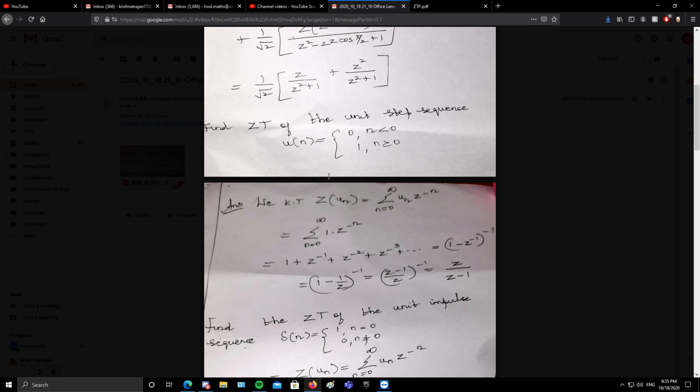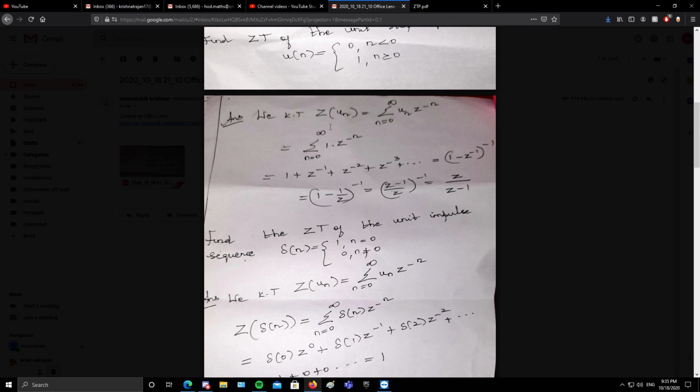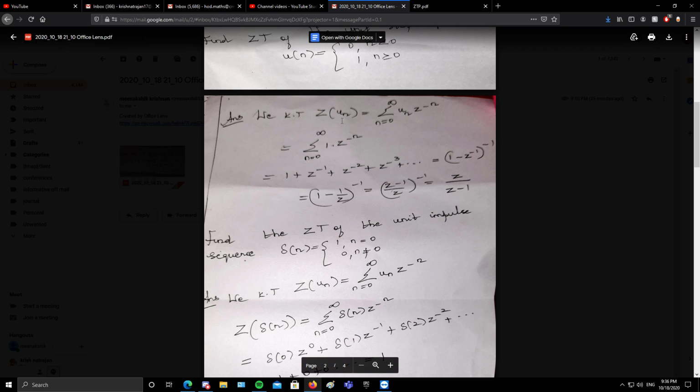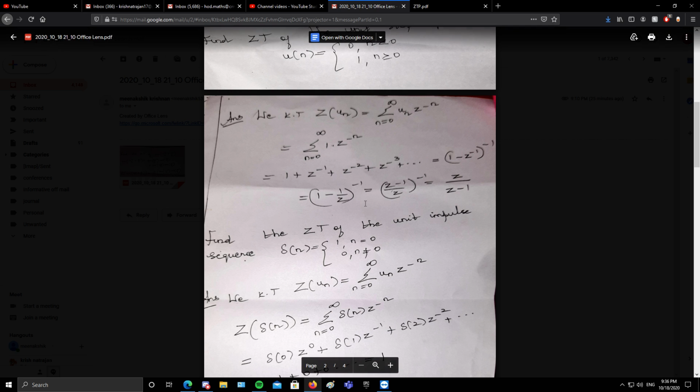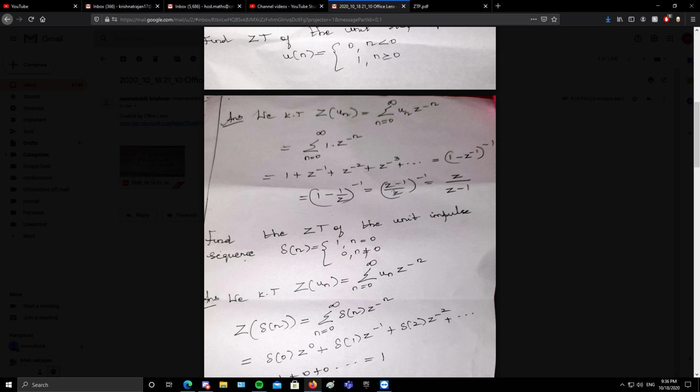So it is not a standard function. So start with the definition. Z of u n is summation u n z to the power minus n. So from n equals 0 to infinity, u of n is 1, so 1 into z to the power minus n. Expand the summation: 1 plus z inverse plus z to the power minus 2 plus z to the power minus 3 plus etc. So it is of the form 1 plus x plus x square plus x cube plus etc., or 1 minus z inverse the whole inverse, or 1 minus 1 by z the whole inverse, or z minus 1 by z the whole inverse, or z by z minus 1. So the transform of the unit step sequence is z by z minus 1.